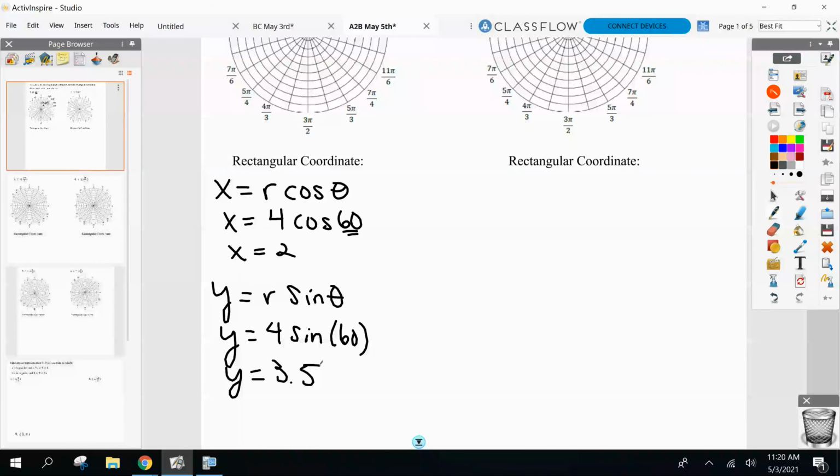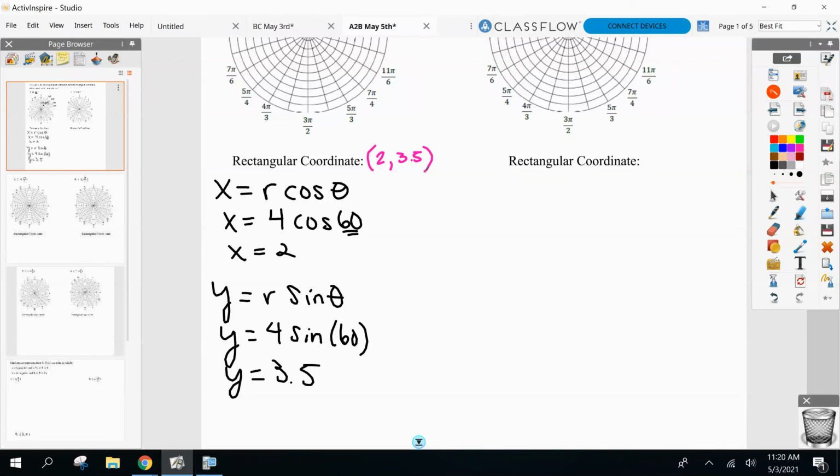So do we need to do rotational arrows on the quiz? You're not graphing an angle though, Caroline. Oh, right. So I wouldn't need to see it in this case. If you did do the angle, I wouldn't care if it's on there or not. It's only if you graph an angle for me. Good question. So here's my rectangular coordinate, 2, 3.5. And I don't think I'm going to have you graph that tomorrow.